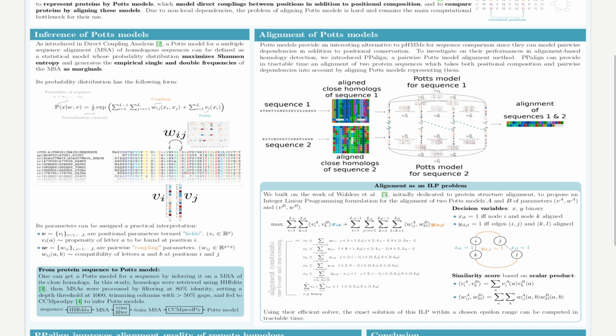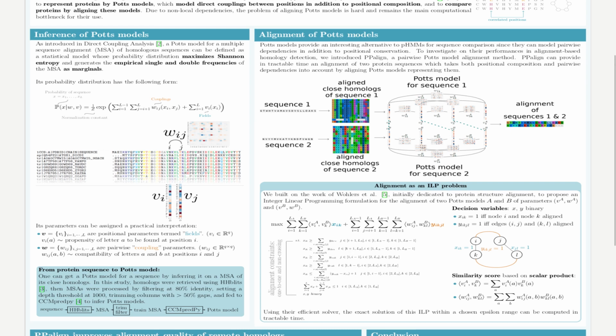We believe that in addition to their application to contact prediction, protein-protein interaction prediction, and mutation fitness landscapes, Potts models represent an interesting alternative to profile hidden Markov models for sequence comparison, since they can model both positional conservation and pairwise dependencies reflecting coevolution constraints, and we propose to investigate their performances in homology detection.